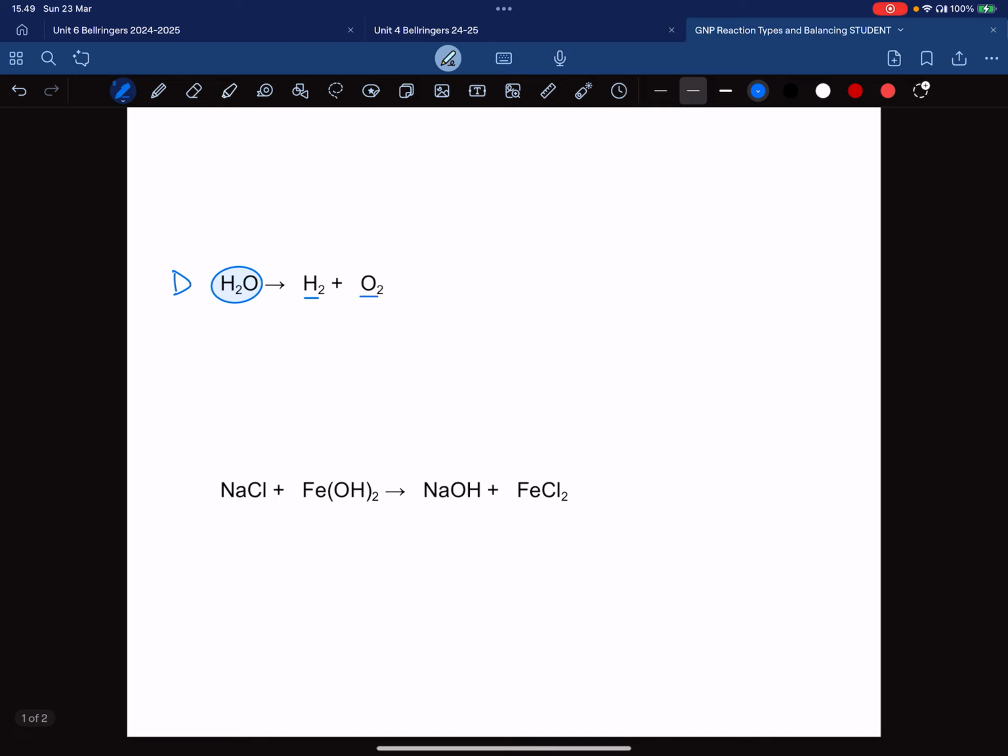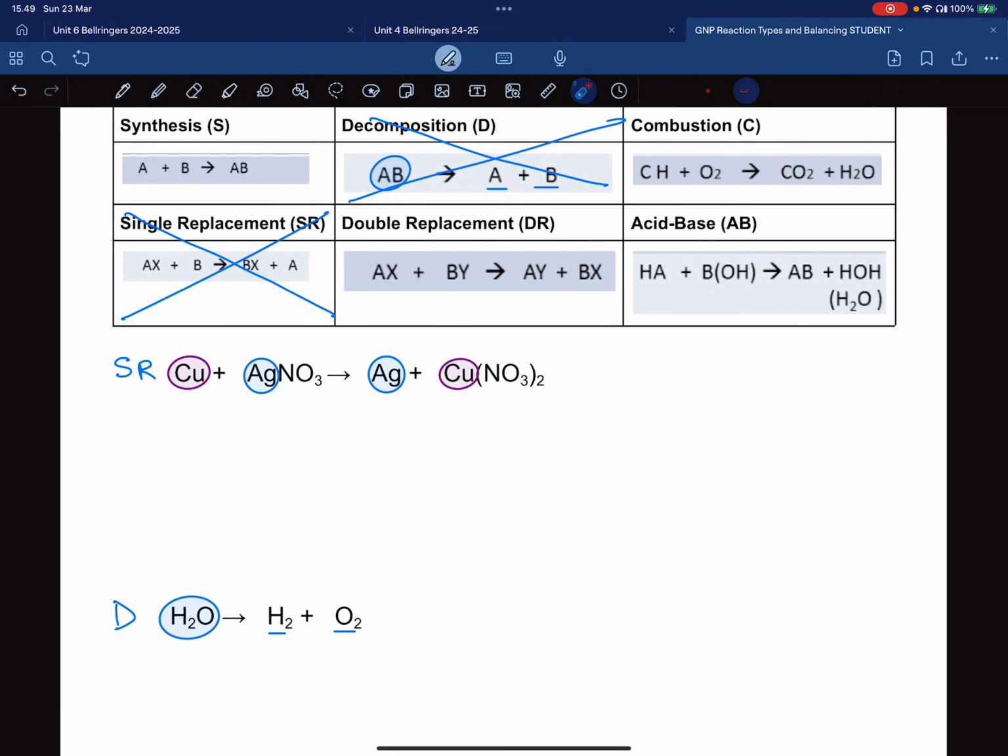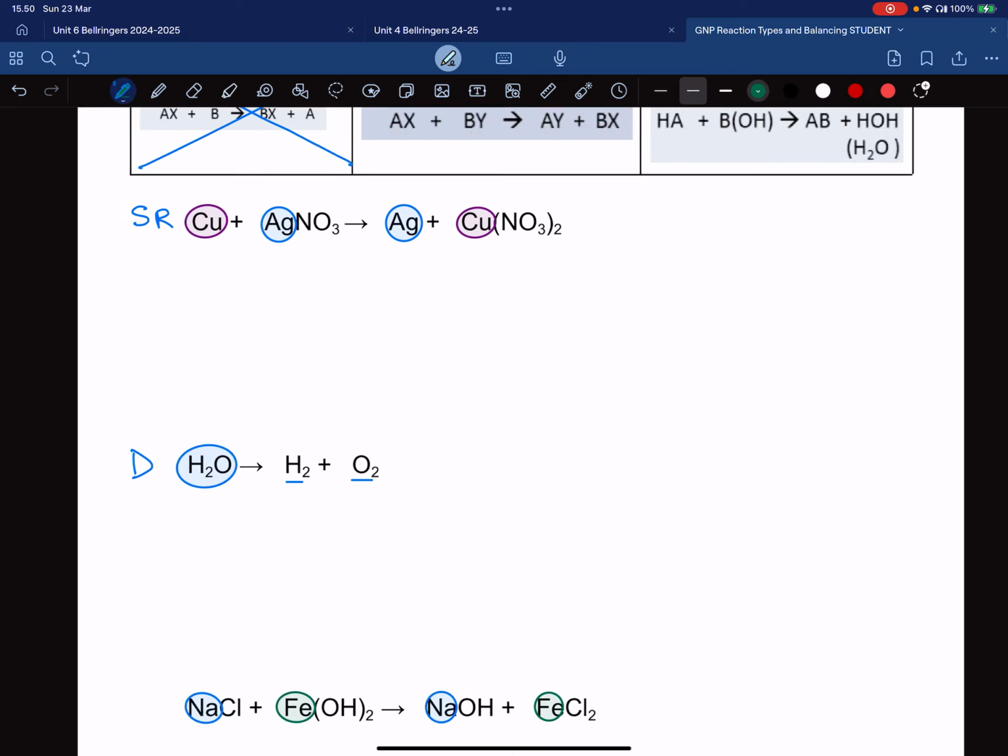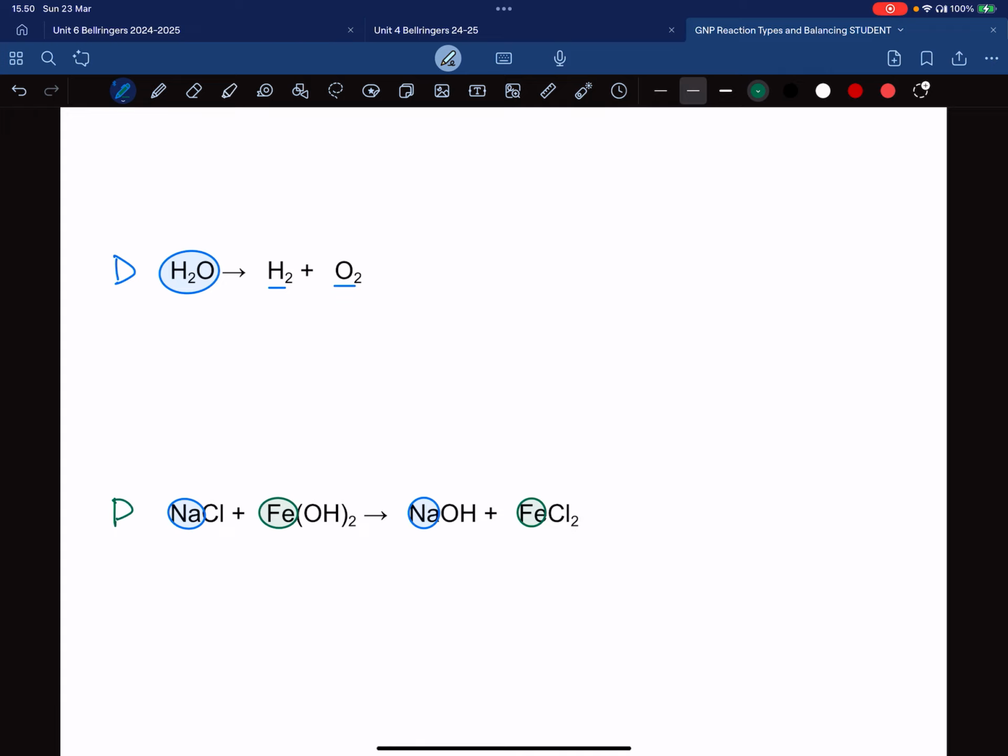Next, you have sodium together with chlorine on one side with hydroxide on the other. Then you have iron with hydroxide on one side with chlorine on the other. And so basically what's happened is the sodium and the iron have switched partners. Sodium goes to the hydroxide, iron goes to the chlorine. That is, again, the definition of double replacement. A ends up with Y, B ends up with X. So there you are, that's your double replacement.